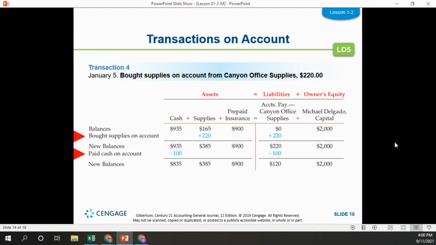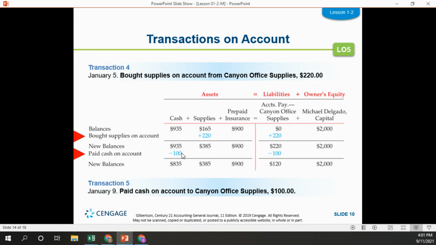So this is what it looks like. We added $220 of supplies on the asset side, on the left side. We added $220 to our liabilities because now we owe Canyon Office Supplies. Then, after we add this up, 165 plus 220, we have 385 of supplies. We now have 220 of liabilities. If we add up both the left side and the right side after those transactions, we should have $2,200 on the left and the right.